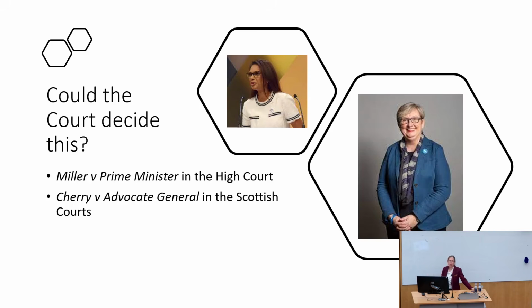Gina Miller brought her case in the English High Court, okay? And she lost. Because the High Court said, what are you trying to do here? You're trying to tell us that the prerogative power of prorogation was used for an improper purpose. Your argument is that prorogation is supposed to be used to bring a session of Parliament to an end, get the monarch in to give the Queen's speech, and start a new legislative timetable. But you're saying that's not what the Prime Minister did here. The Prime Minister was using prorogation for a different purpose.